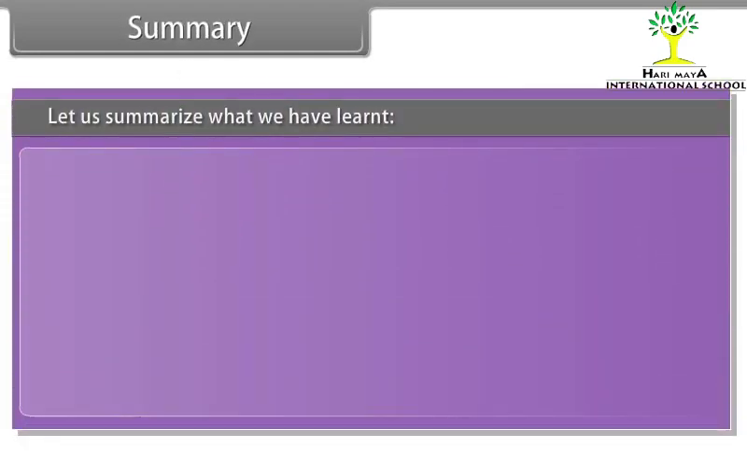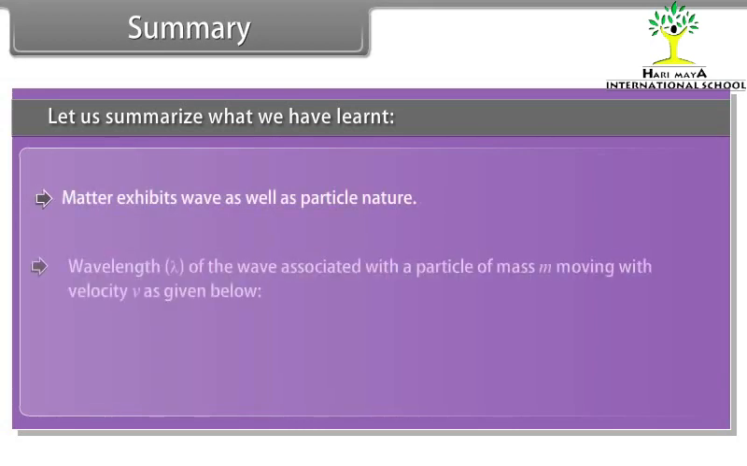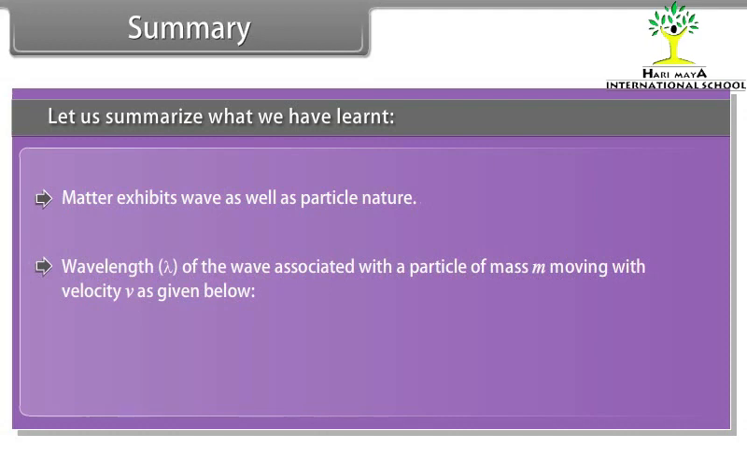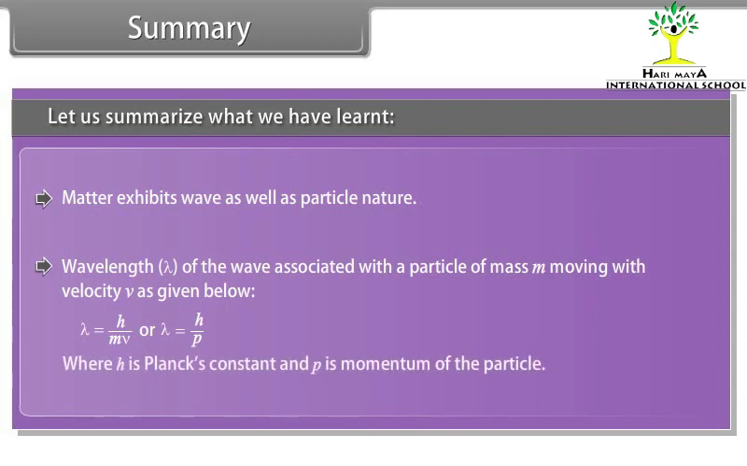Summary. Let us summarize what we have learned. Matter exhibits wave as well as particle nature. Wavelength of the wave associated with a particle of mass m moving with velocity v is given below, where h is Planck's constant and p is the momentum of the particle.